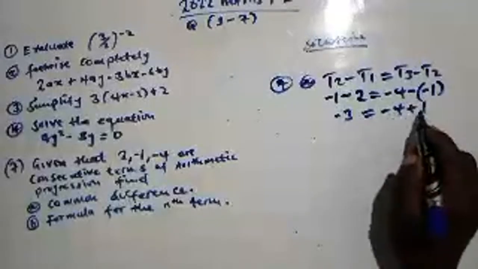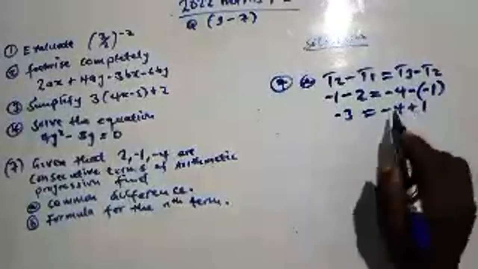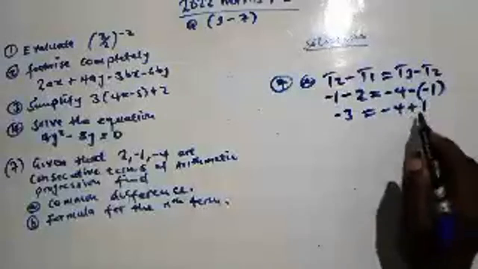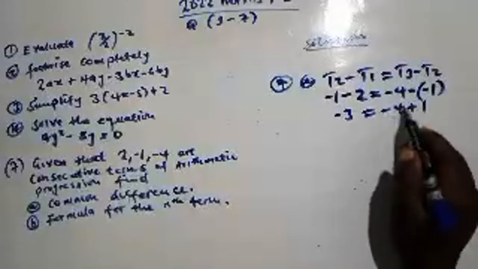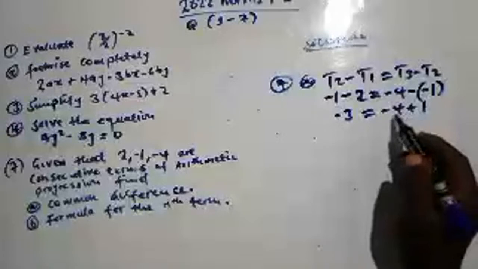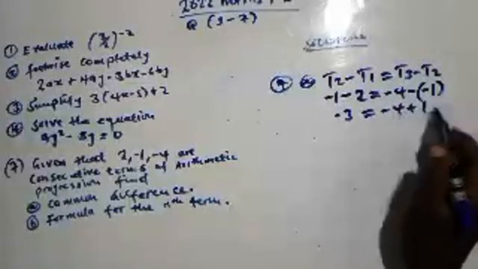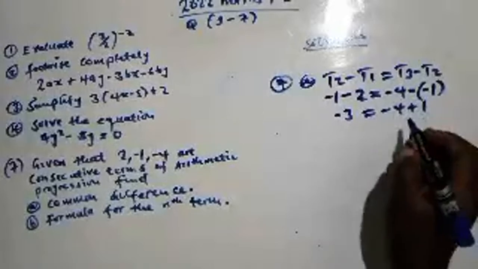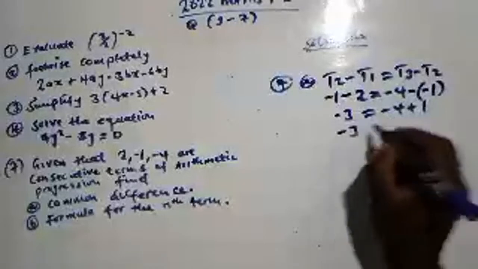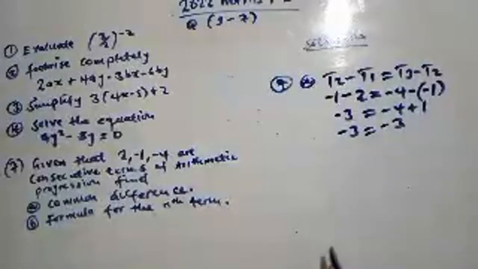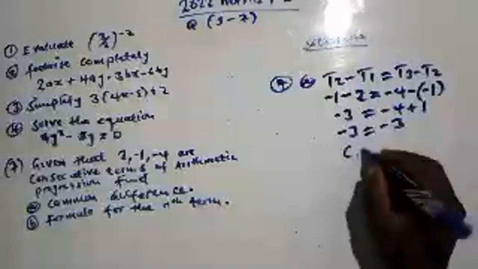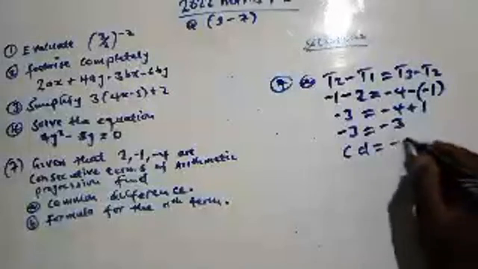-4 plus 1. Whenever you have different signs, minus and positive, you subtract, then you maintain the sign of the bigger number. So we're going to maintain the sign which is at 4, okay? In which we are going to say 1 minus 4, which is -3. So -3 is equal to -3. This is how you find the common difference. So the common difference is -3, okay.